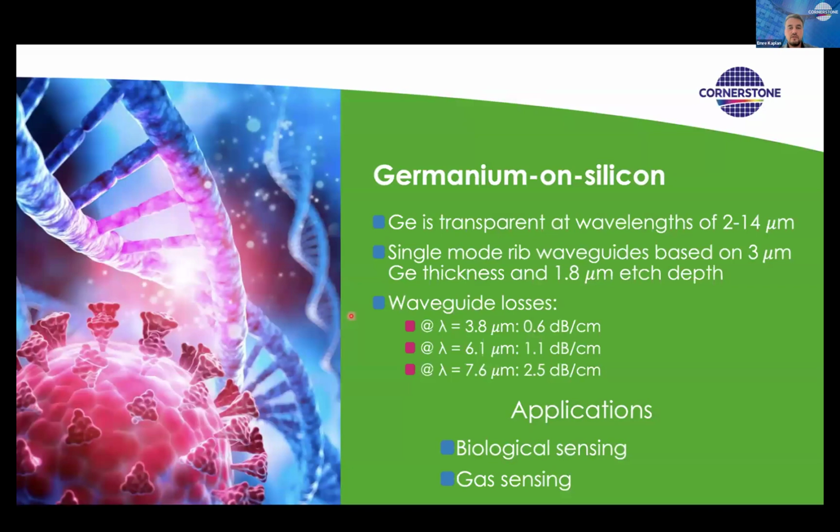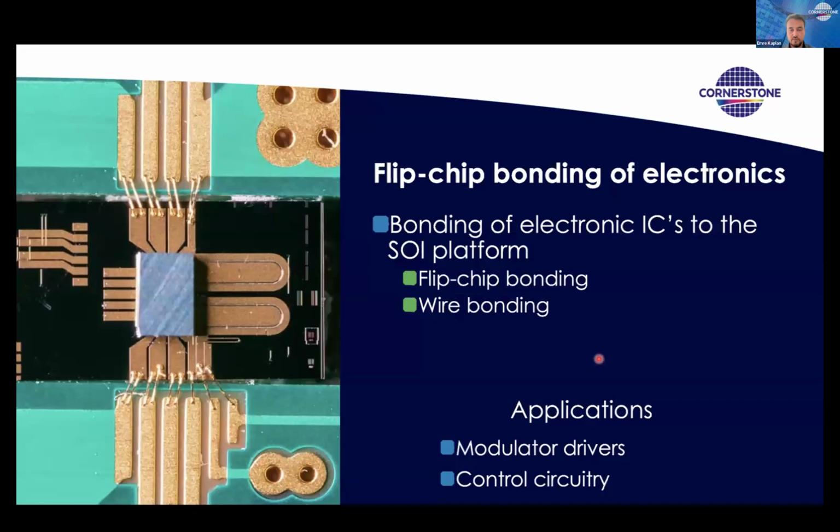And the last platform we have at Cornerstone is germanium on silicon. It has the largest transparency window, actually from 2 micron to 12 micron. We provide 3 micron thickness germanium in the platform, where you can have a single etch depth to form rib type waveguides. This platform is also useful for biological sensing, especially for gas sensing, like greenhouse gases. Absorption peaks are mostly within the mid-IR range. Then this platform is quite useful for this kind of application.